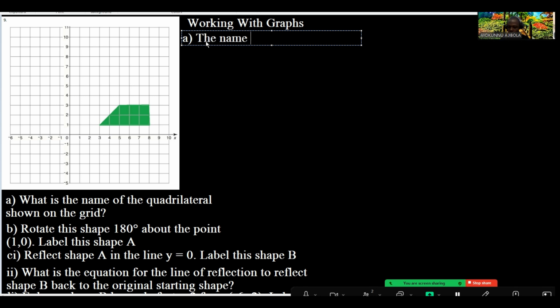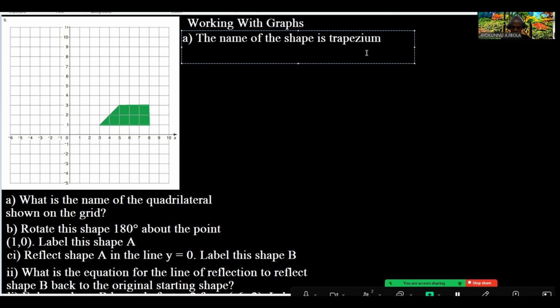The name of the shape, that green shape that you can see there, is trapezium, or you call it trapezoid. So that is the first part there.